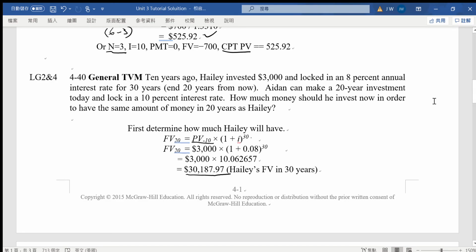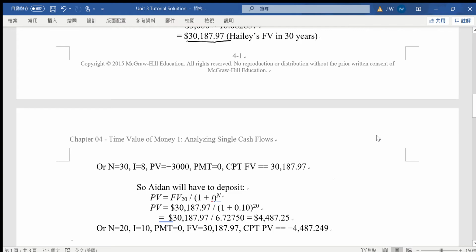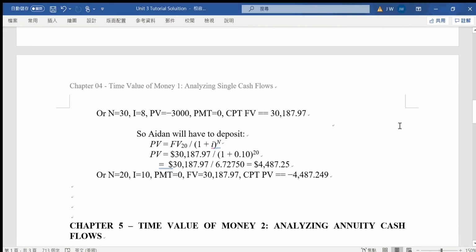30,187.97. Okay, that will be the amount that Haley will receive. You will find that Agent wants to receive this same amount 20 years later. Because of that, what should be the amount that Agent should invest now? If you're using the manual approach, that means the present time, and we want to find out, 20 years later under the discount, what will be the amount that he needs to invest now.